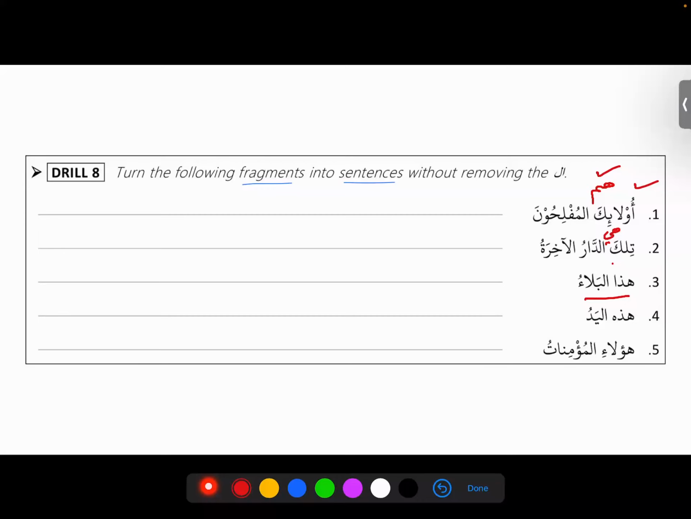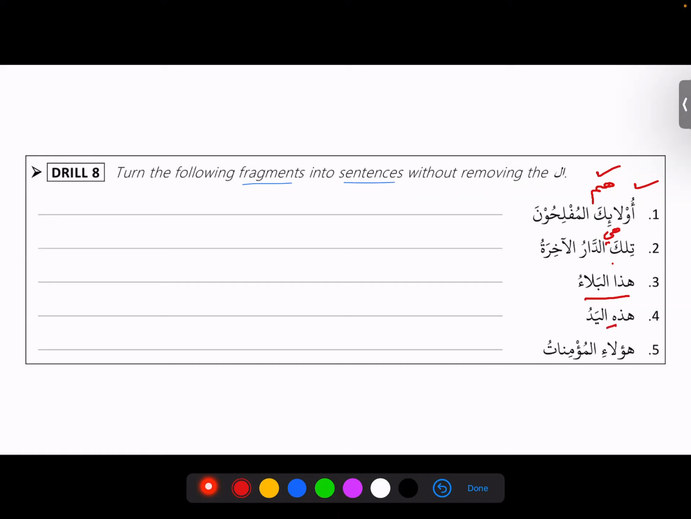this test, this trial. Now we're going to make it a sentence. How are we going to say that? Haza huwa al bala. We're going to use huwa because haza is there, right? Haza is singular, haza is masculine, so I'm going to use the pronoun accordingly. Haza huwa al bala. Translation: this is the test, it is a trial. Okay, perfect.